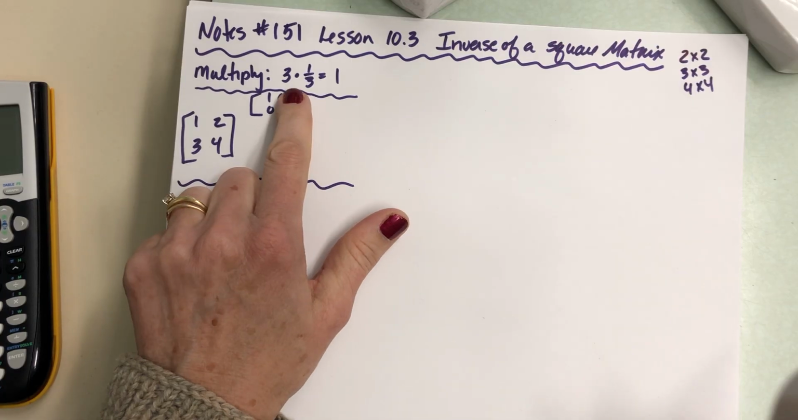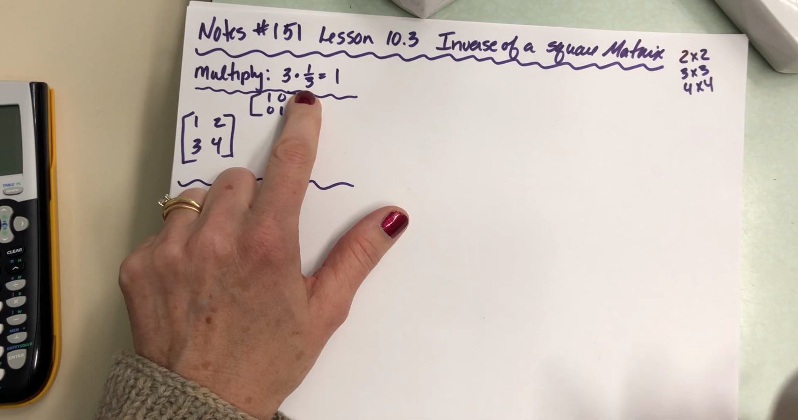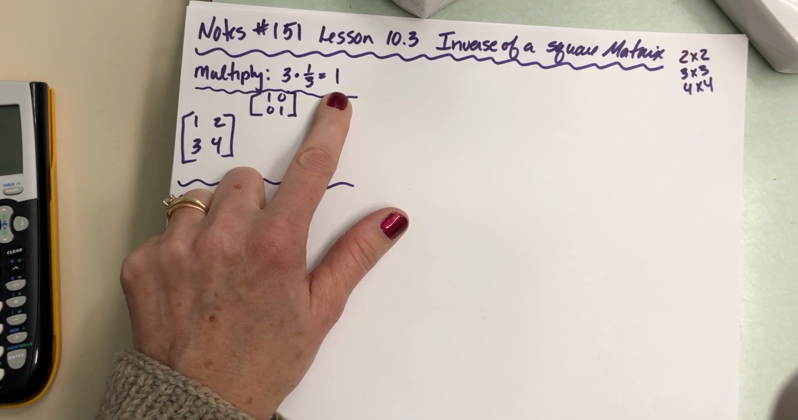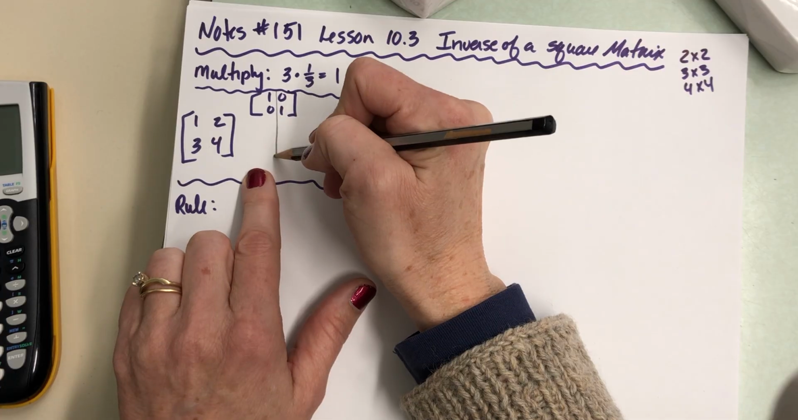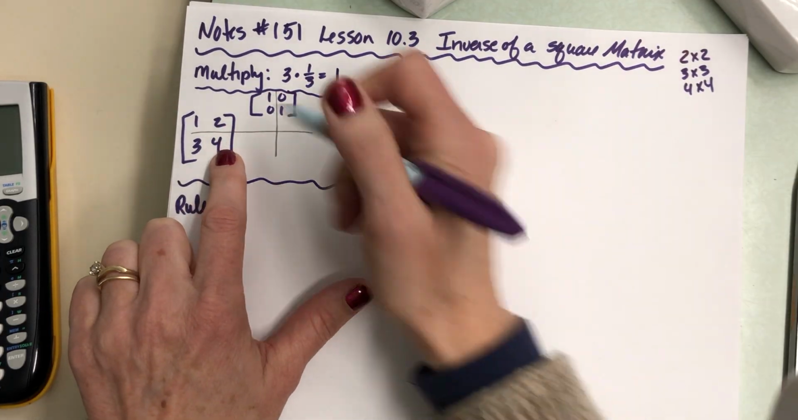Think about when you multiply. I've got 3 times 1/3. Anytime I multiply a number by its reciprocal, which we also call the multiplicative inverse, we get 1. So if we're going to multiply matrices by the identity matrix, we go ahead and multiply. We get 1, 0, it's 1.